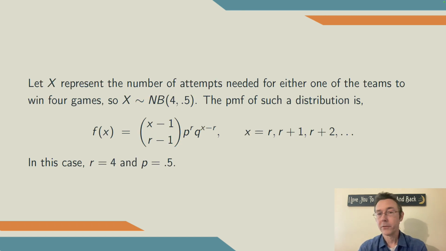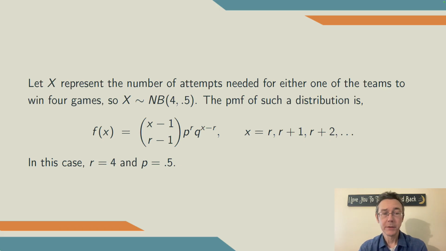Let's let x represent the number of games needed for either one of the teams to win the 4 games. So here I'm just looking at one of the teams. Later on I'll double the probability that I find. Then x has a negative binomial distribution with parameters r equals 4, because you got to get 4 wins to win the series, and p equals 0.5. The teams are evenly matched, so you've got a 50% chance of winning each game.